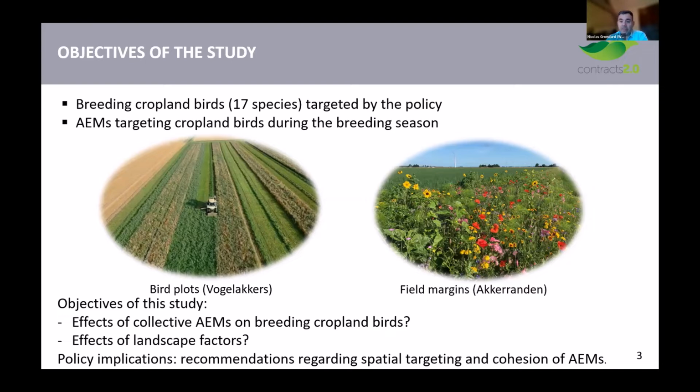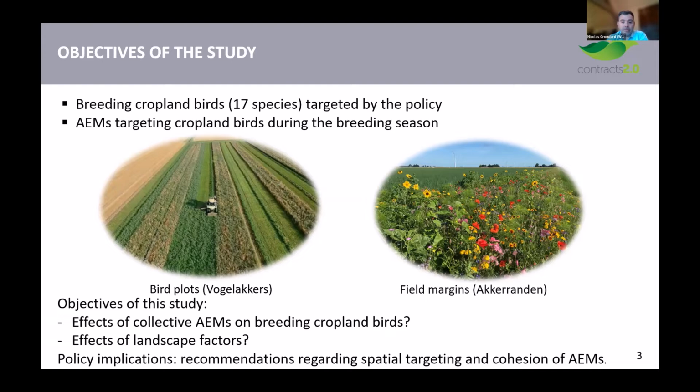The field margins are the second measure. These are field edges sown with biodiverse fallows and managed extensively, to provide foraging and nesting habitat to a range of species. We had 2 main objectives in this study.